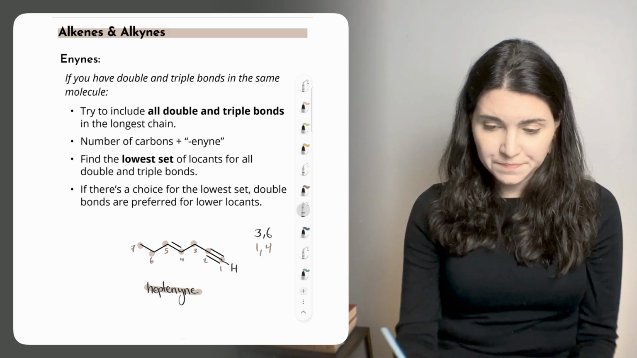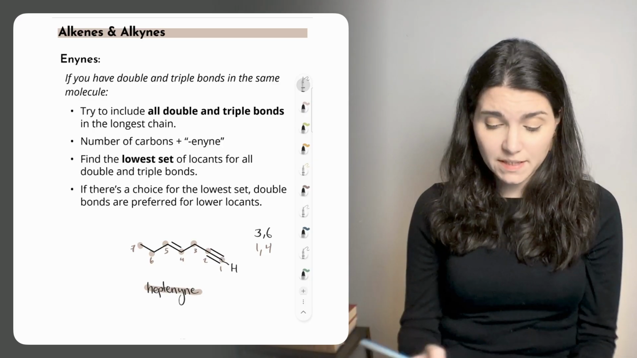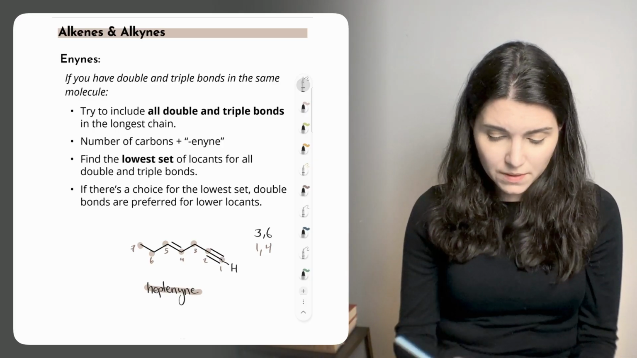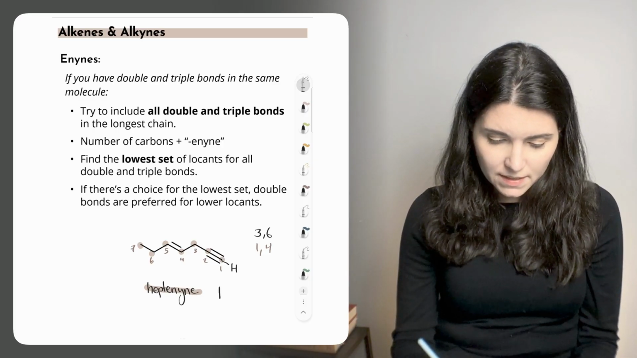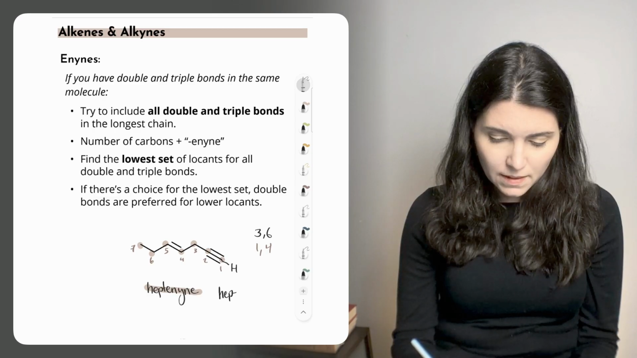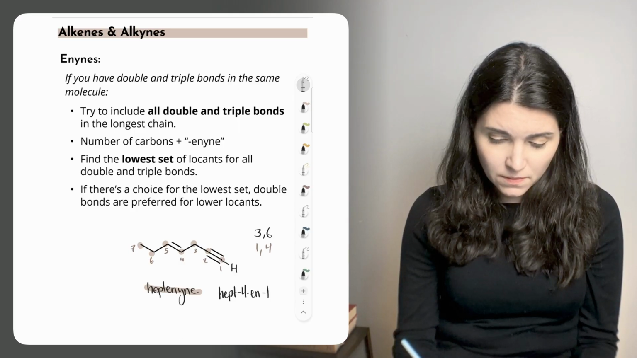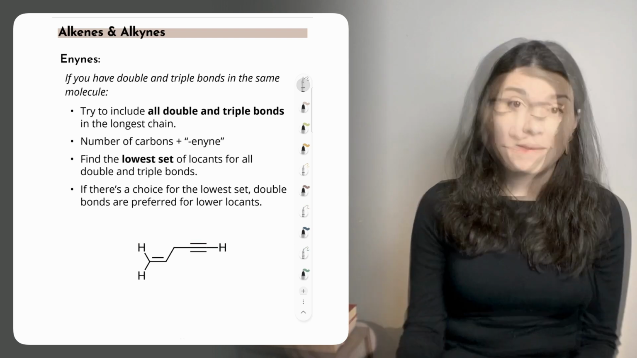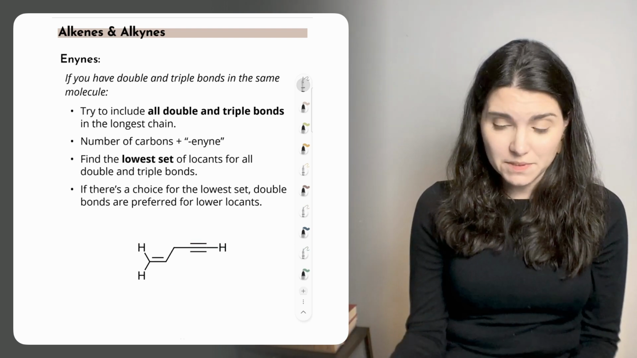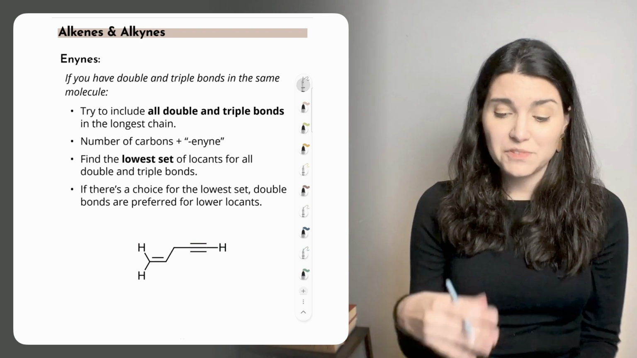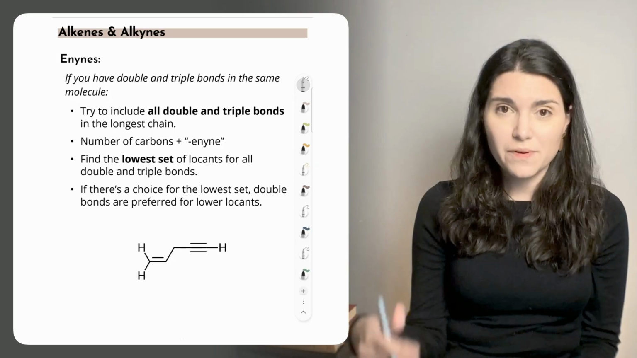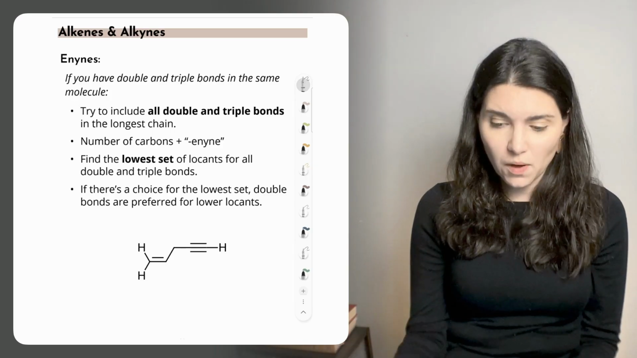All right. So putting this all together with the locants included, we're going to get hept-4-en-1-yne. Now I'm going to do one more example just to clarify what I mean that when there's a choice for the lowest set, we prefer the lower number for the double bond.